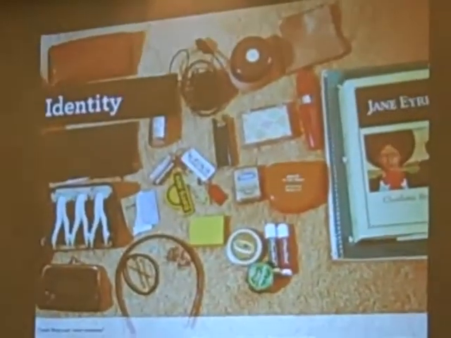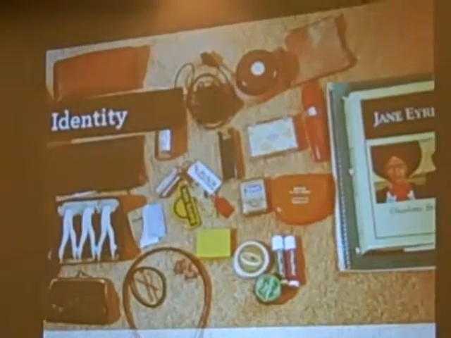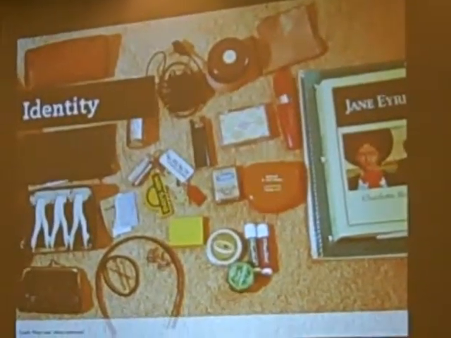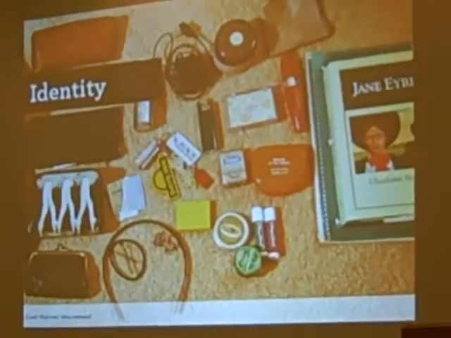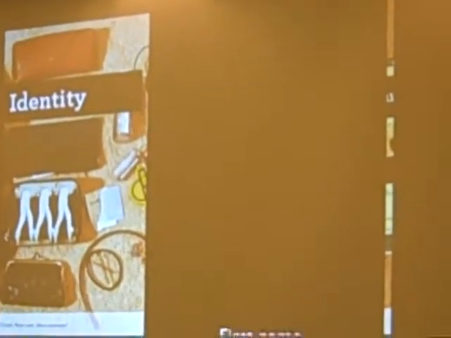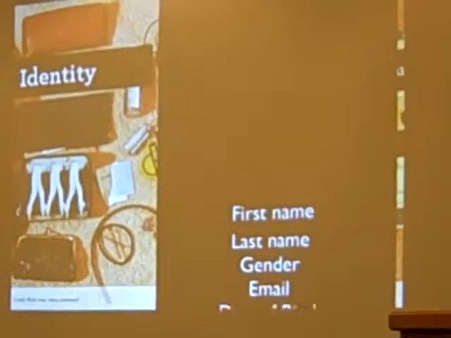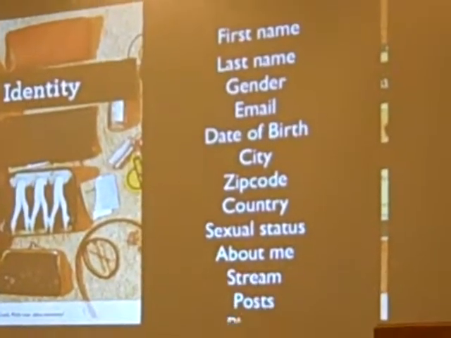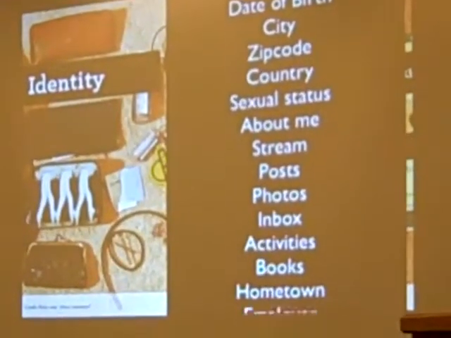So identity. This is another reason to use Facebook Connect. This is all the information that you can pull from Facebook, if the animation works. Let's try again. So this is the information you can actually pull from Facebook. If they connect to your website, you can use the APIs and pull this information directly from the APIs and use it any way you want on your site.